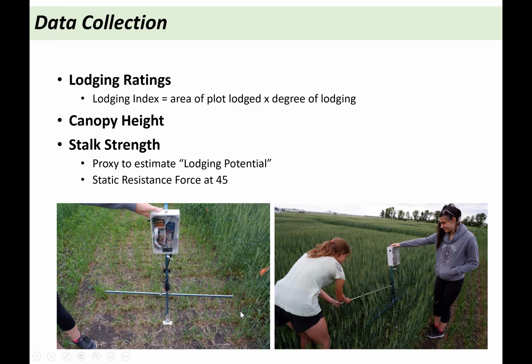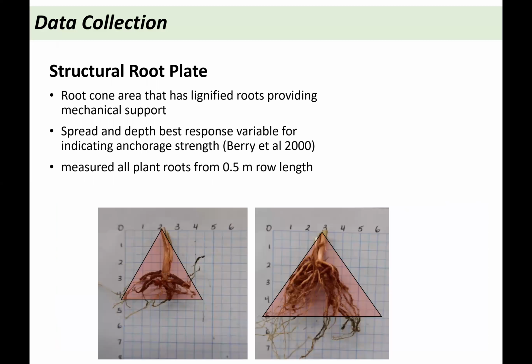A lot of data came out of this device. For the purpose of today's presentation, I'm just showing you the static resistance force at 45 degrees from vertical. So we pushed a single row over to 45 degrees, and then we measured the resistance that that row of wheat was pressing back on that bar. And it was measured at half of the canopy height.